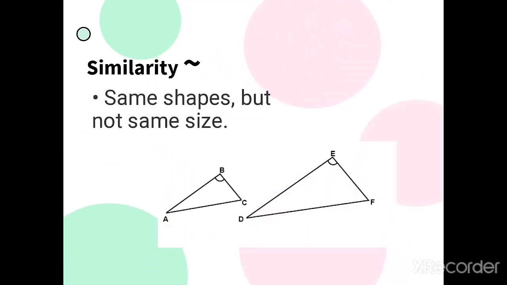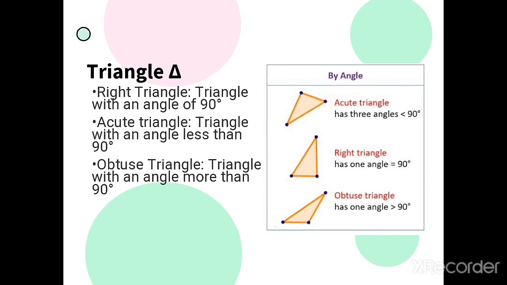Next, the symbol that indicates similarity. The difference from this compared to the congruent to symbol is that it has no equal sign, which simply means same shapes but not the same size. This is now the last symbol. The symbol is a triangle, which is actually just a little triangle. As seen before, this is placed before the name of a triangle.